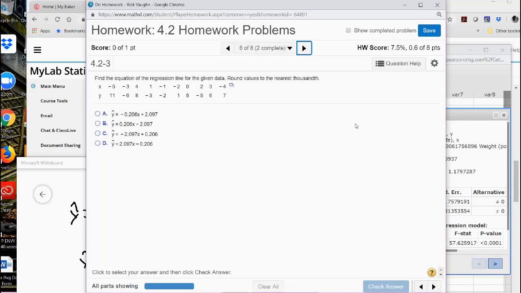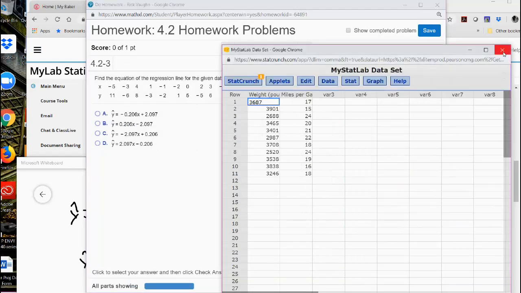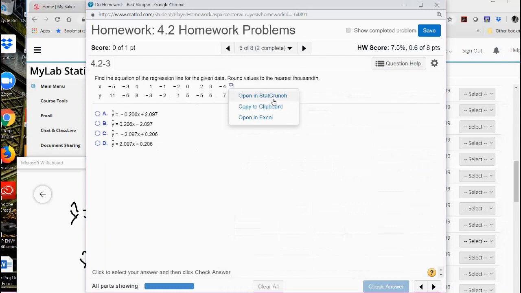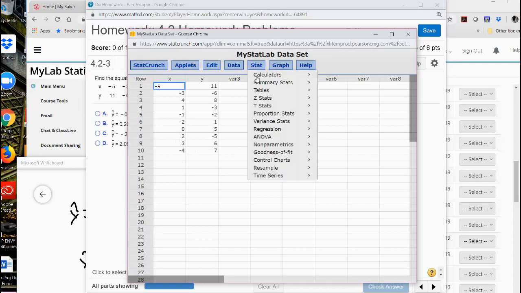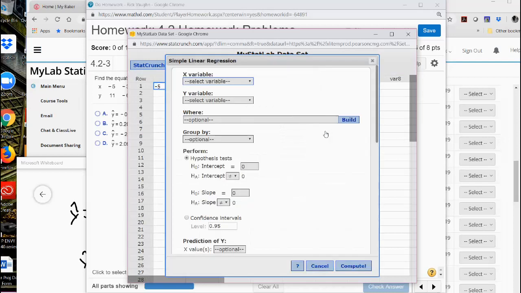Yeah, so 6, we could do this one really, really quickly. I like to close out StatCrunch in between. Just open it up, and this is multiple choice, so we should be able to find the regression line really quickly by just going Stat, Regression, Simple Linear, x and y, and then Compute.